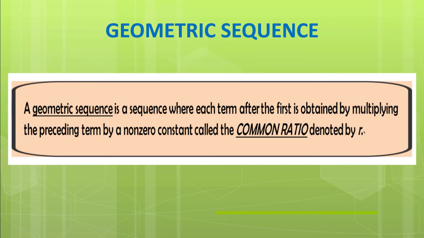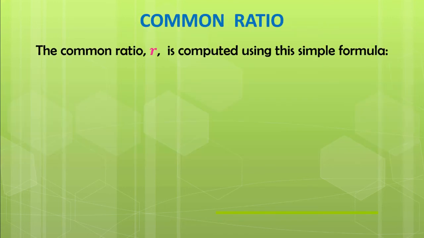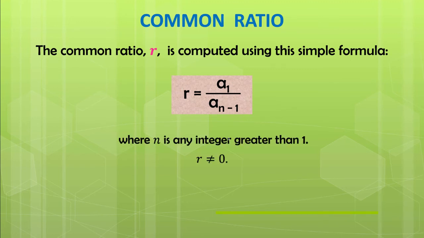So how do we compute for this common ratio r? The common ratio, denoted by r, is computed using this simple formula. r is equal to a sub n over a sub n minus 1, where n is any integer greater than 1, r not equal to 0.